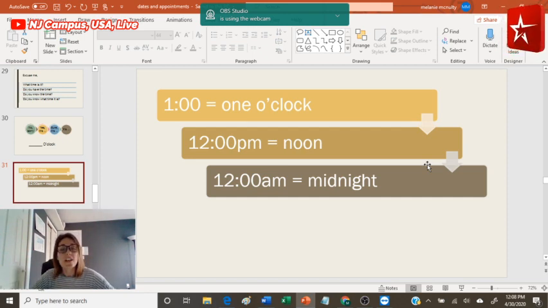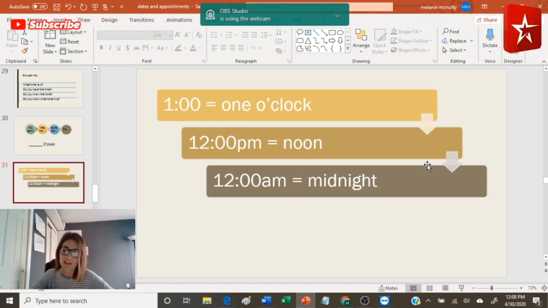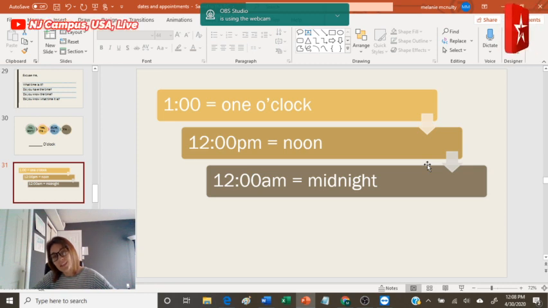Okay, so 1 o'clock, we can spell out and write 1 o'clock. 12 p.m., we can also say noon, right? That's in the middle of the day when we eat our lunch. Right now, it's in New Jersey, it's 12 o'clock. It's about noon right now. 12 o'clock a.m. when we're sleeping is midnight. Okay, we say midnight.